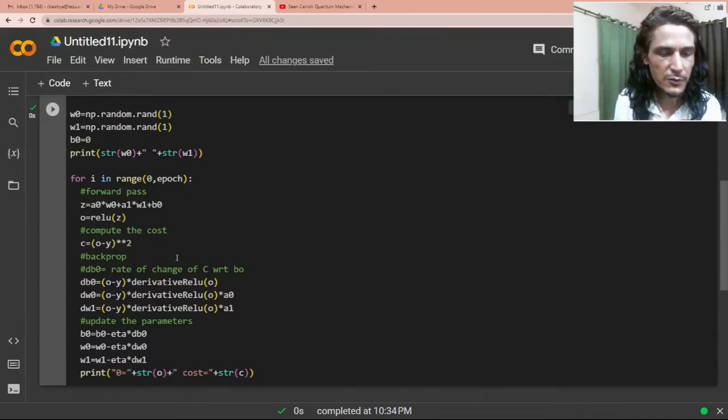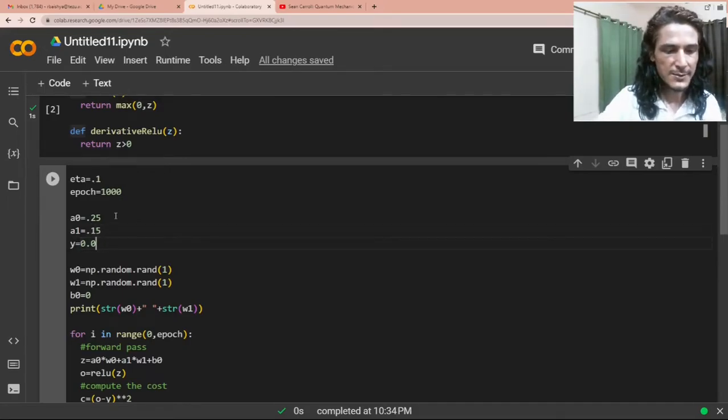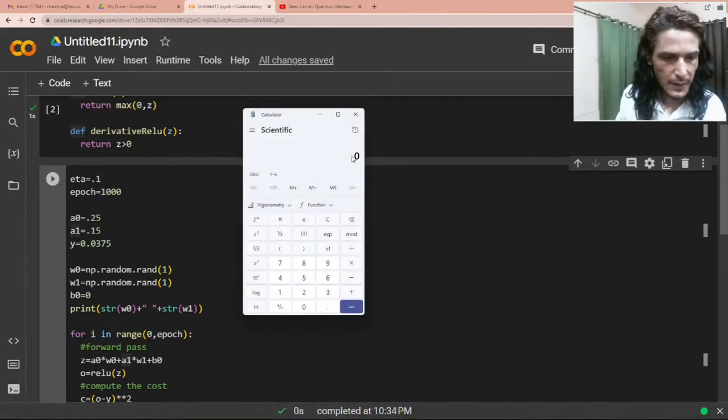But before going further, let me tell you one more thing here. See my initial values, which I have chosen. There was 0.25 when I started my example. It was 0.15, and this was 0.375. If you see, the output is actually the product of these two terms. 0.25 multiplied by 0.15 equals 0.0375.